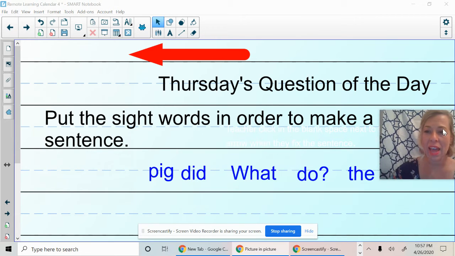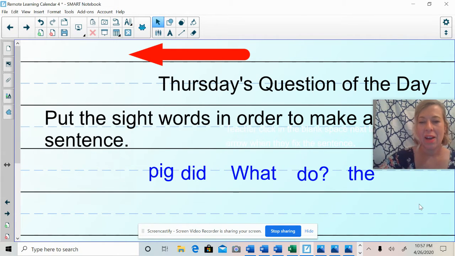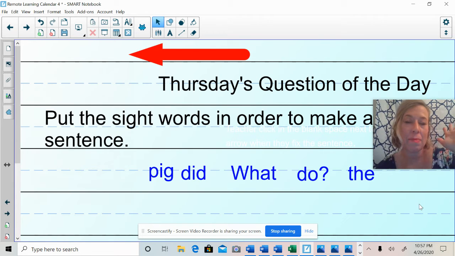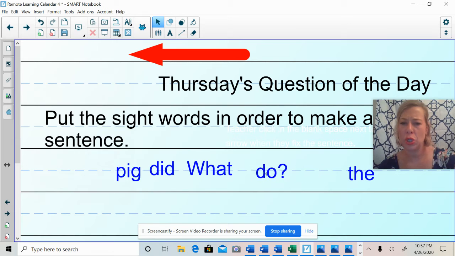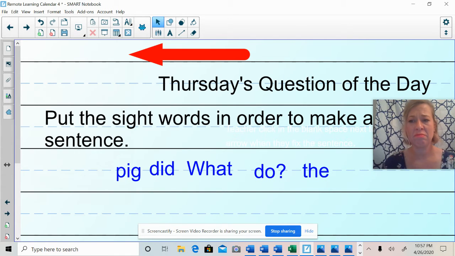Oh, it's a silly question again. Let me read this sentence to you. It is not going to make any sense. Pig did what do the... What? That doesn't make any sense. My sentence is all mixed up. Here is a clue. The first word in my sentence should have an uppercase or capital letter, and the last word in the sentence should have a period or an exclamation point or a question mark. Go ahead and pause the video and try to figure it out yourself.